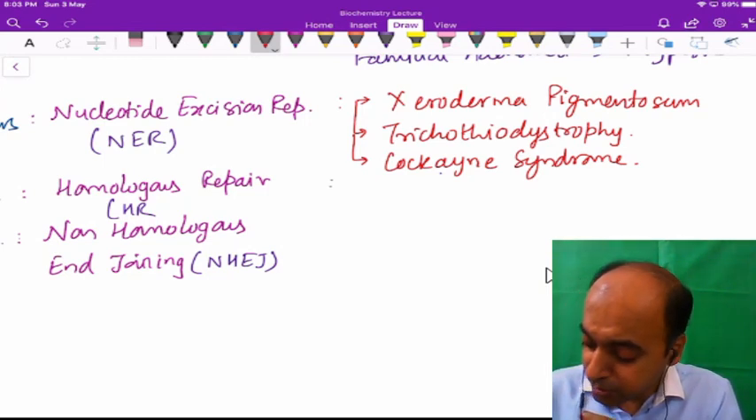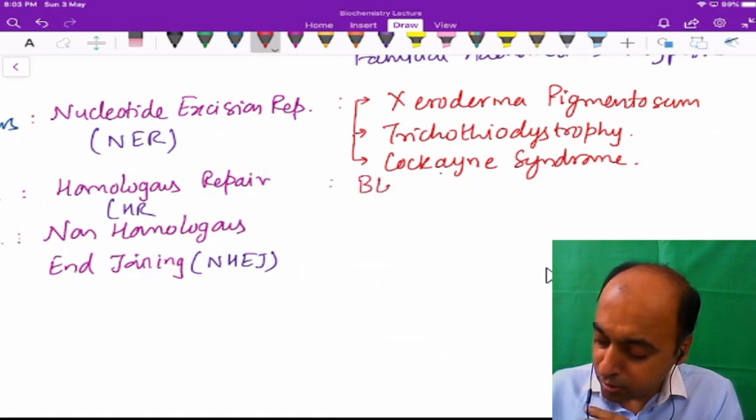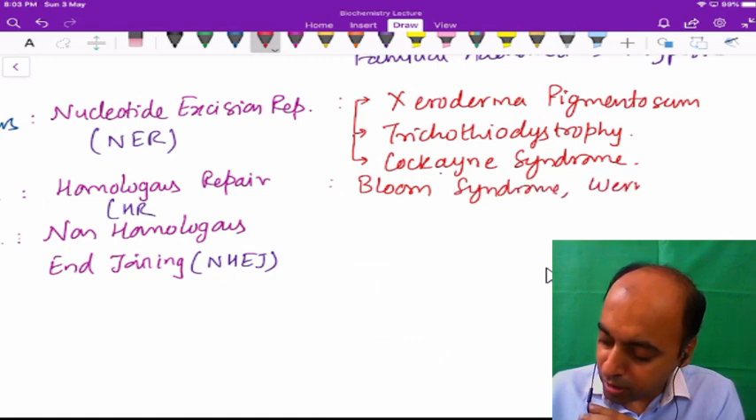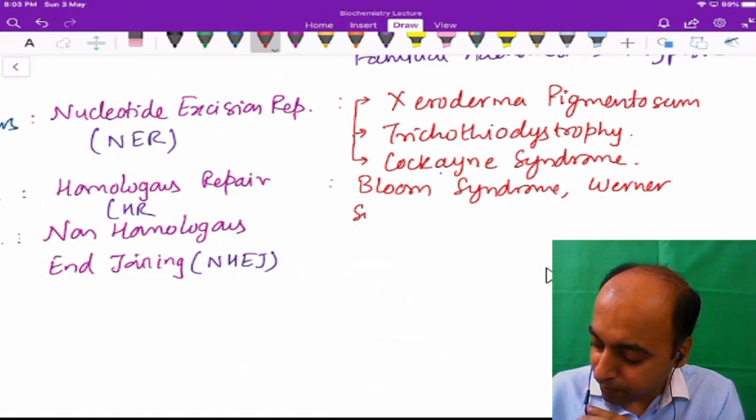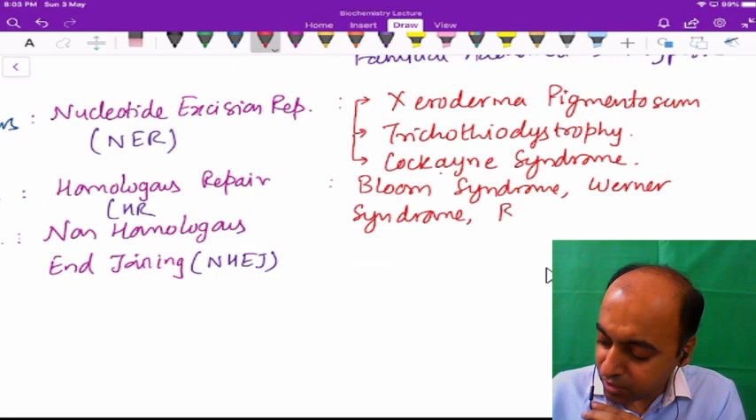The homologous repair is associated with Bloom syndrome, Werner syndrome, and defective BRCA1 and 2 genes.